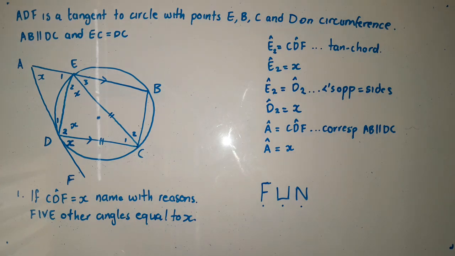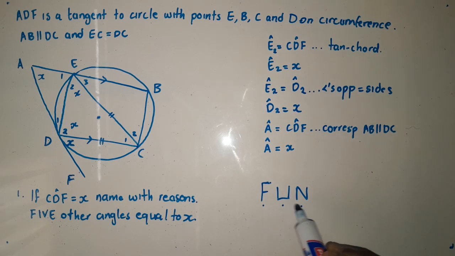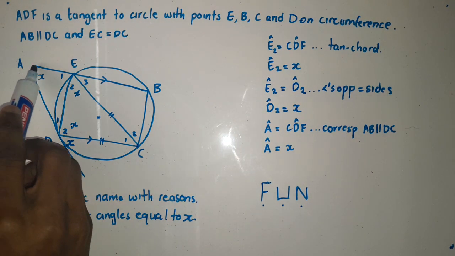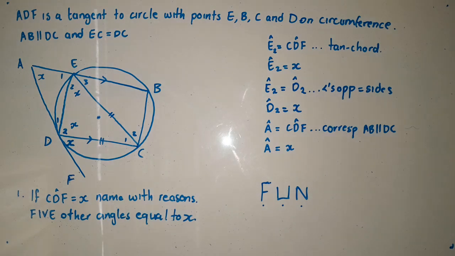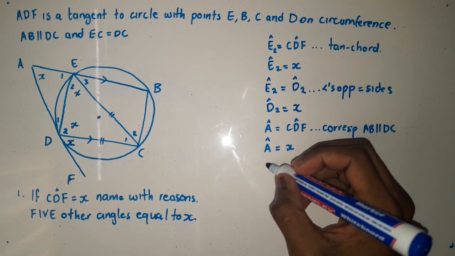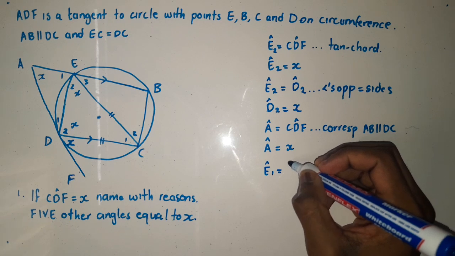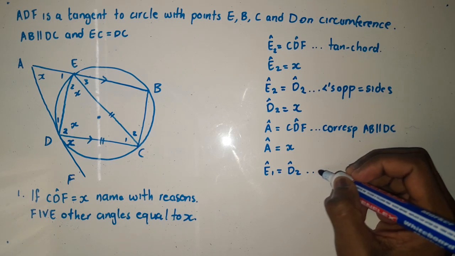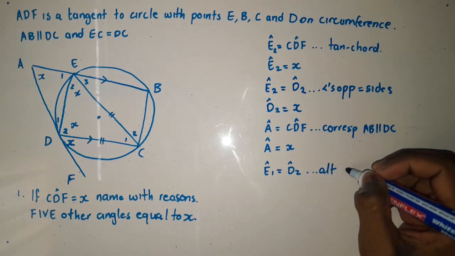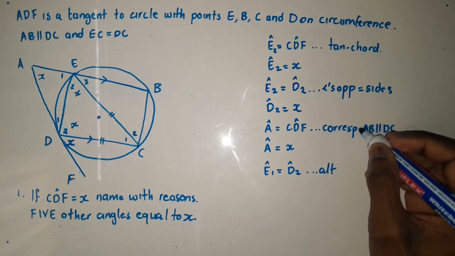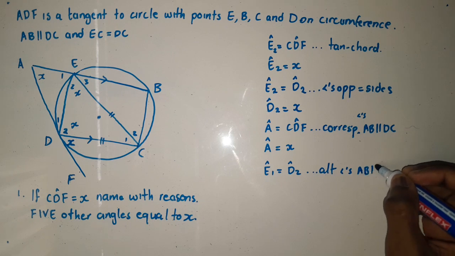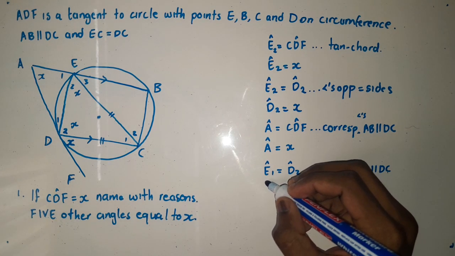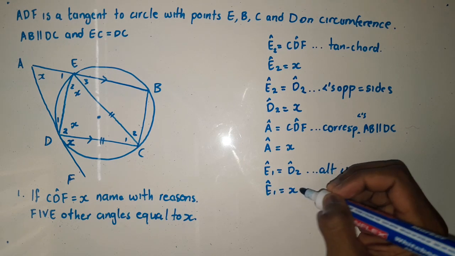Then we also have an N, or what some call a Z shape. Check E1. We have E1 like this and D2, and they form a Z shape, or N shape. Then we say angle E1 is equal to angle D2. The reason is alternate angles, because AB is parallel to DC. Then our angle E1 is equal to X as well.